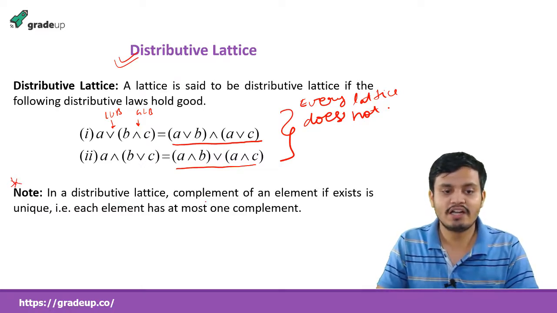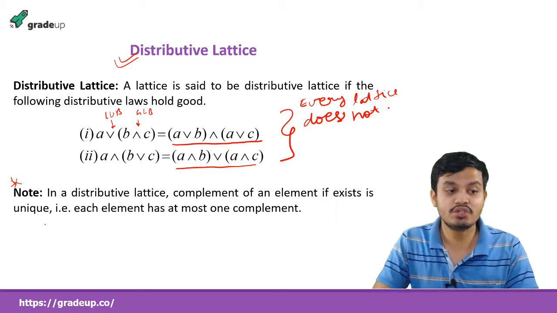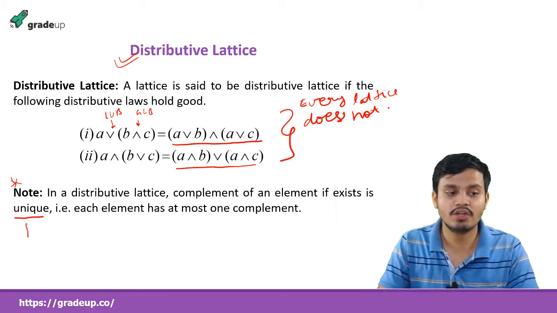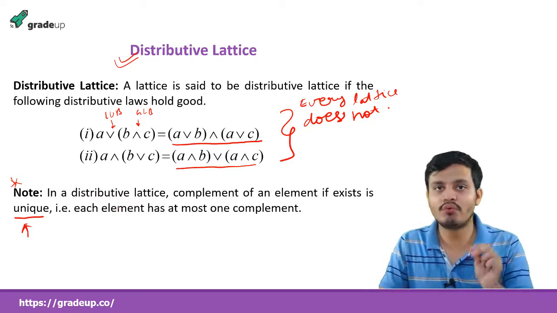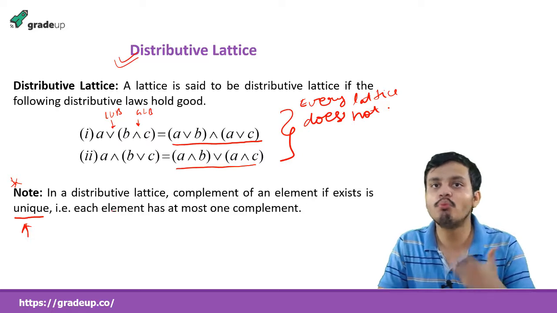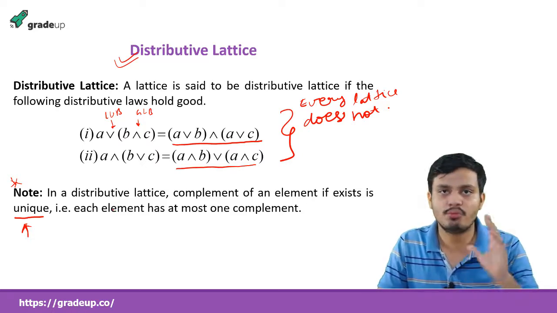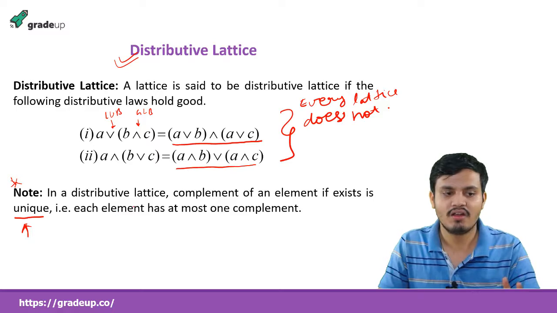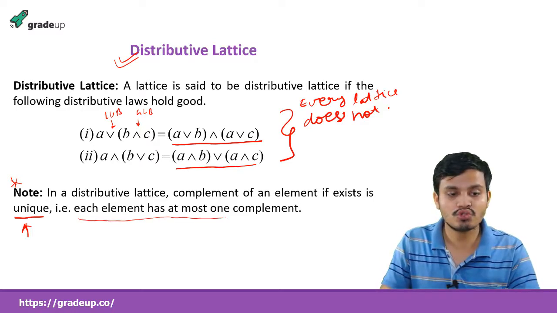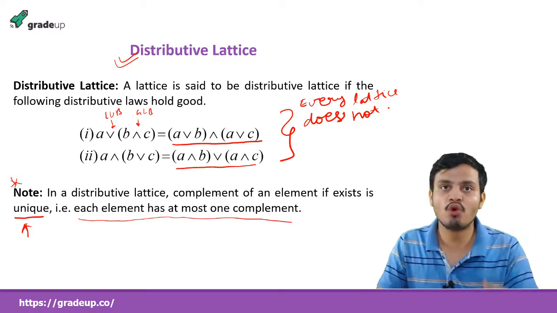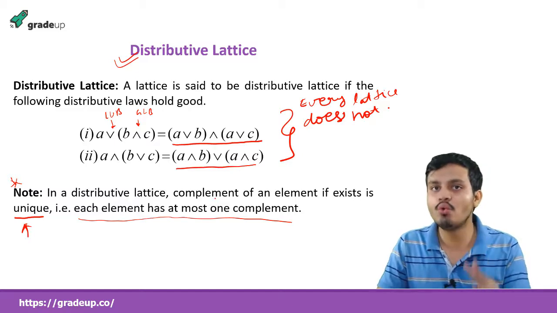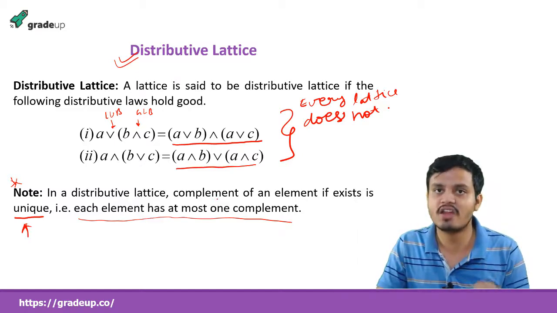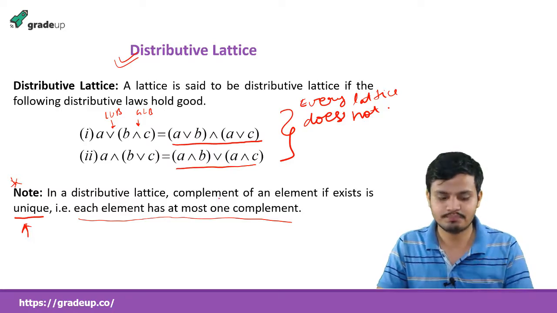In a distributive lattice, the complement of an element, if it exists, is unique. So in a distributive lattice, if you find an element for which you see two or more complements, then you can say that it is not a distributive lattice. That is simple. Each element has at most one complement, either one or zero. But if an element has two or more complements, you can directly say it is not a distributive lattice.